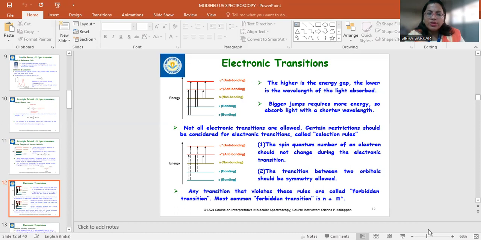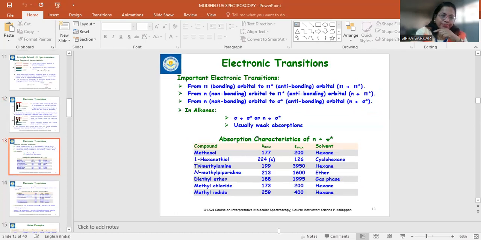The most common forbidden transition is n to pi star. Sometimes it has been found that some compounds absorb a very small amount of energy. This type of transition is known as a forbidden transition. That is generally found in the non-bonding to pi star, n to pi star.